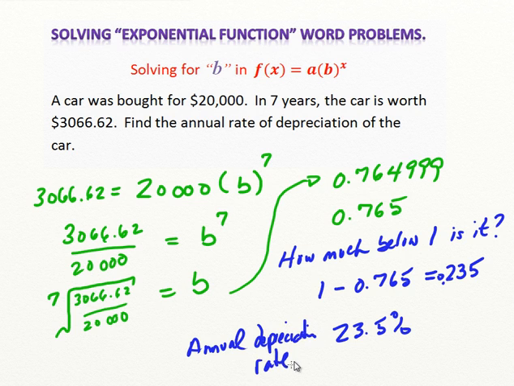Okay, and we just need to be careful that when we do solve for the base and we realize that we've got a value of b equal to 0.765, that we don't stop there. We say, yes, that is the base, but that is not the decay rate. We have to ask, how much below 1 is it?